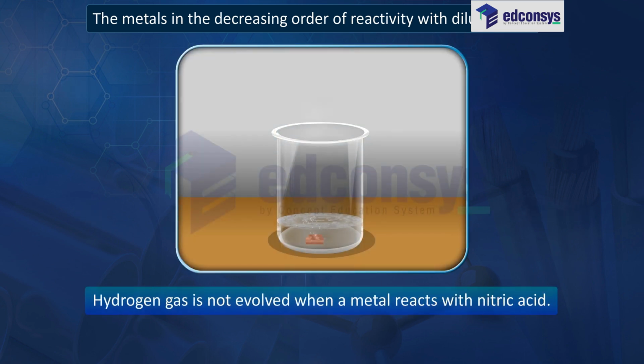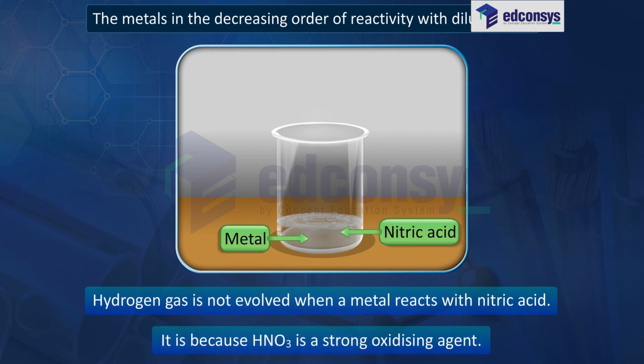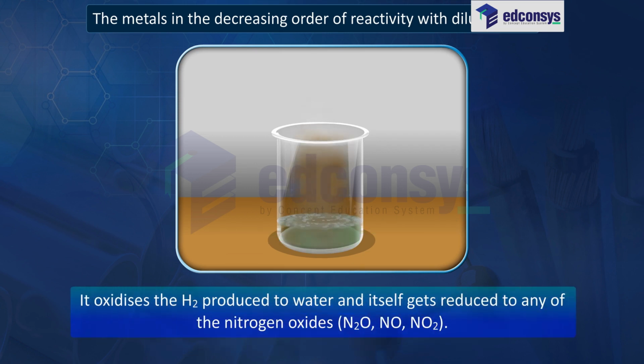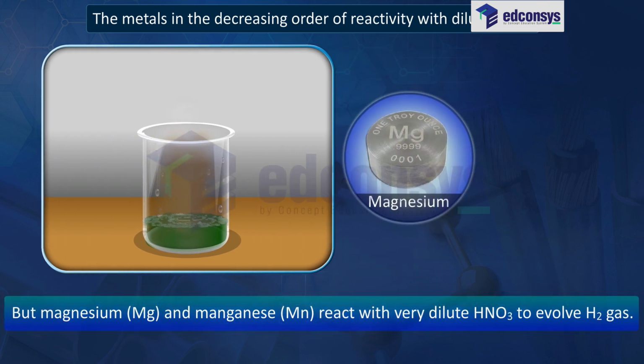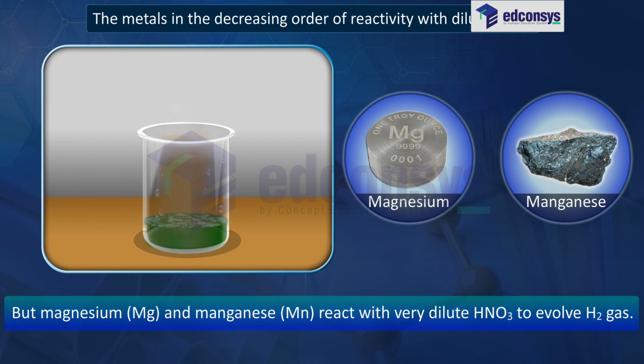Hydrogen gas is not evolved when a metal reacts with nitric acid. It is because HNO3 is a strong oxidizing agent. It oxidizes the H2 produced to water and itself gets reduced to any of the nitrogen oxides N2O, NO, NO2. But magnesium and manganese react with very dilute HNO3 to evolve H2 gas.